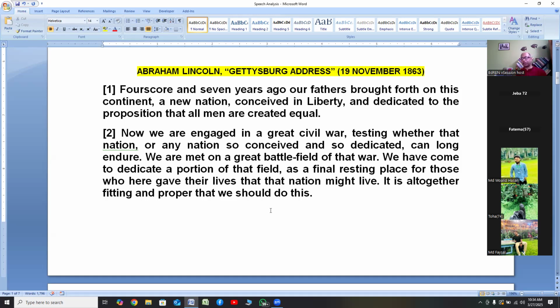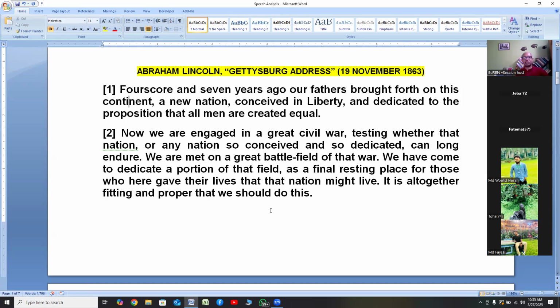Four score and seven years ago, our fathers, means our ancestors, our forefathers, brought forth on this continent, continent means American continent, United States of America, a new nation. That is in 1776. Our ancestors achieved freedom from British colonial power. Our country became an independent country. Our continent won freedom in 1776.